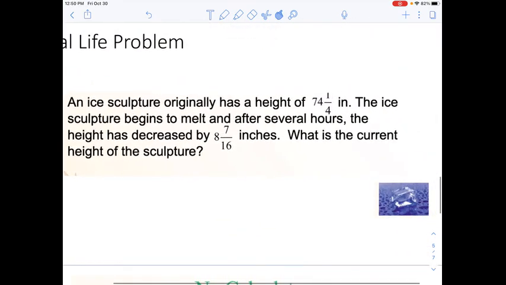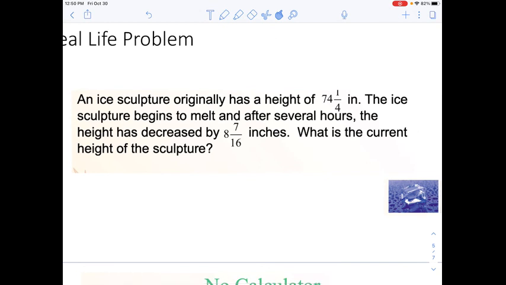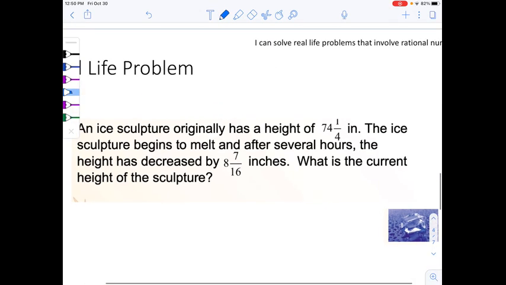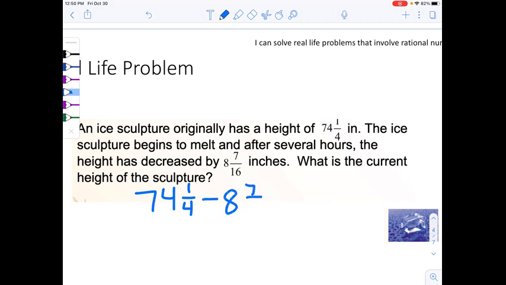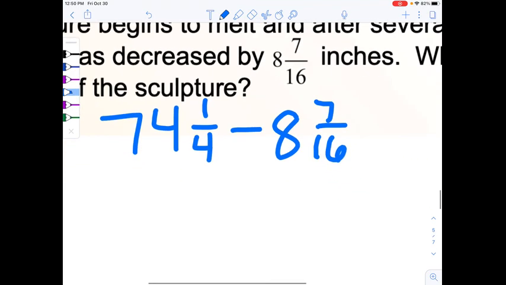All right, and lastly, this says an ice sculpture originally has a height of 74 1/4 inches. So that's positive 74 1/4 inches. The ice sculpture begins to melt, and after several hours, the height has decreased by 8 7/16 inches. So we're going to subtract 8 7/16 inches. What is the current height?